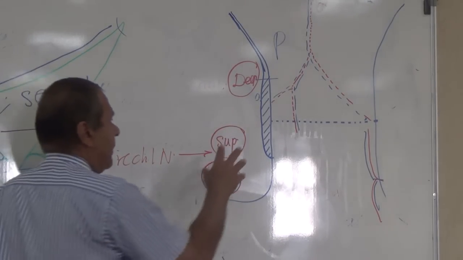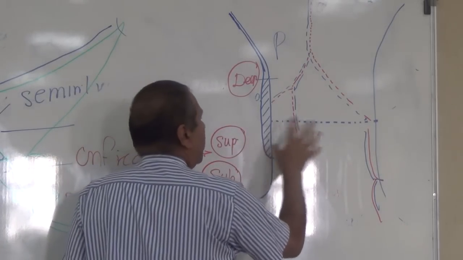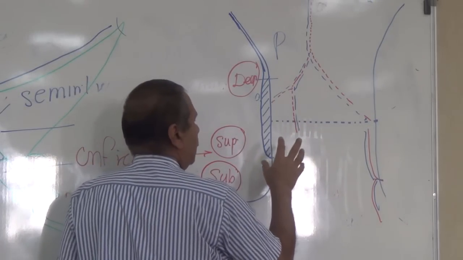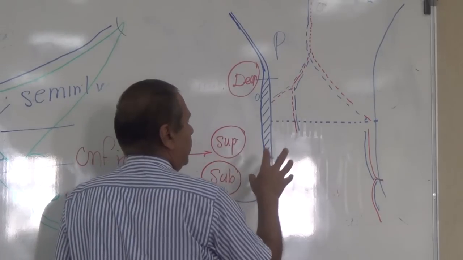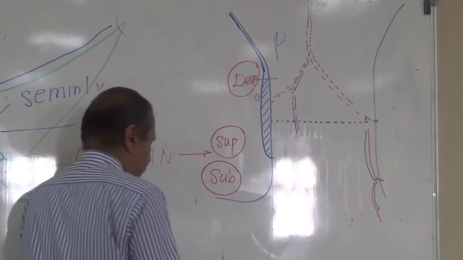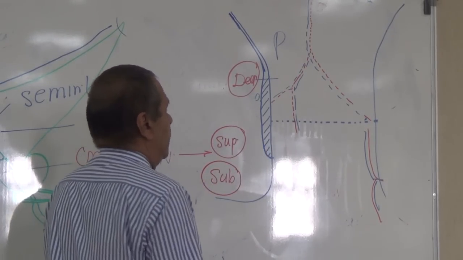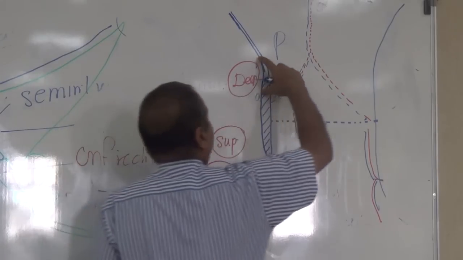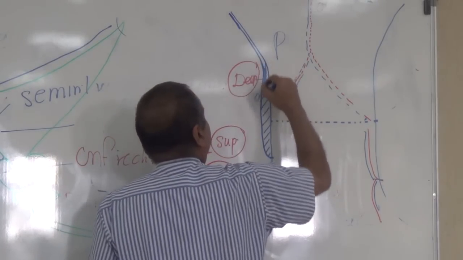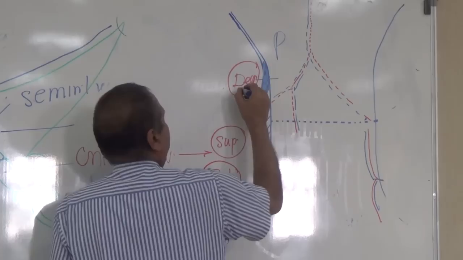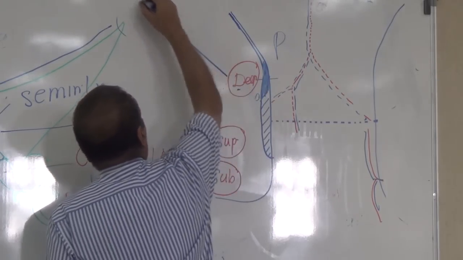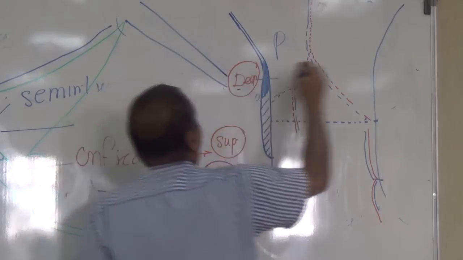If we are going to damage the internal anal sphincter, nothing will happen. No permanent incontinence will occur. If I damage the external anal sphincter, no permanent damage, no permanent incontinence will occur. But at this junction, this is the internal anal sphincter. This is the deep part of the external anal sphincter. Here the puborectalis muscle is attached to the rectum.